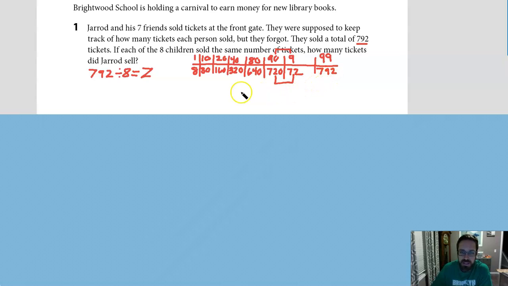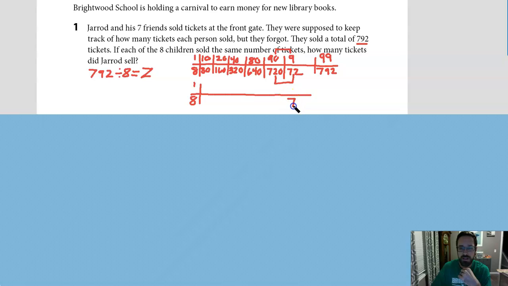Now, if I set up a ratio table and we're thinking of long division, the easiest or simplest way to do it is if you notice and you say, hey, 792 is 8 less than 800, that's 1 group of 8 less, which is why it's 99.